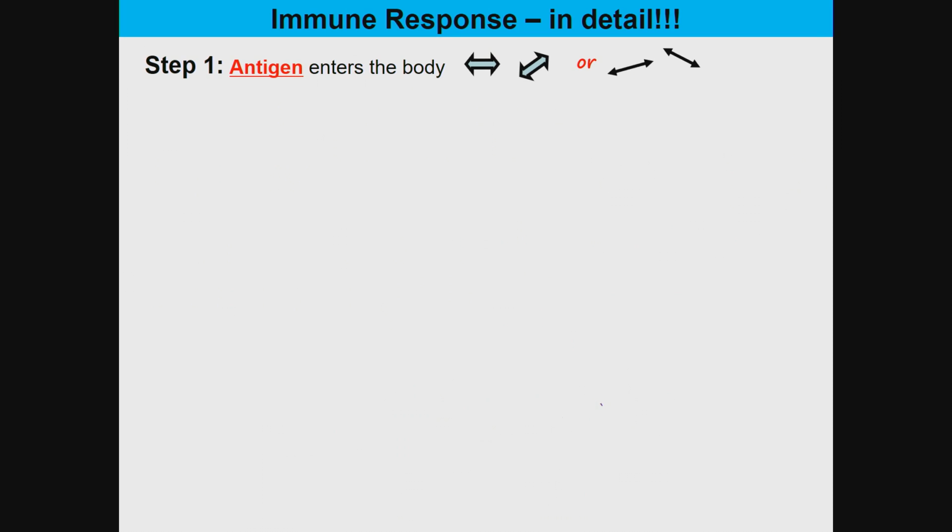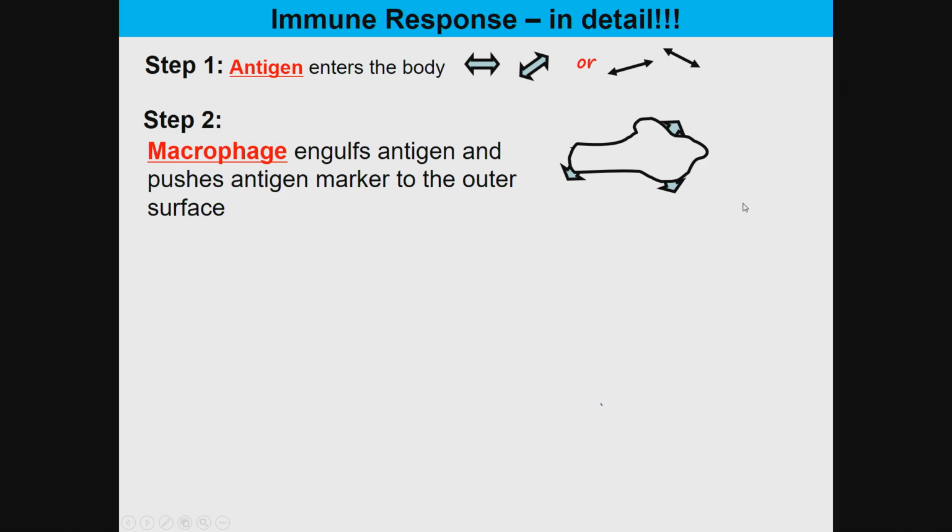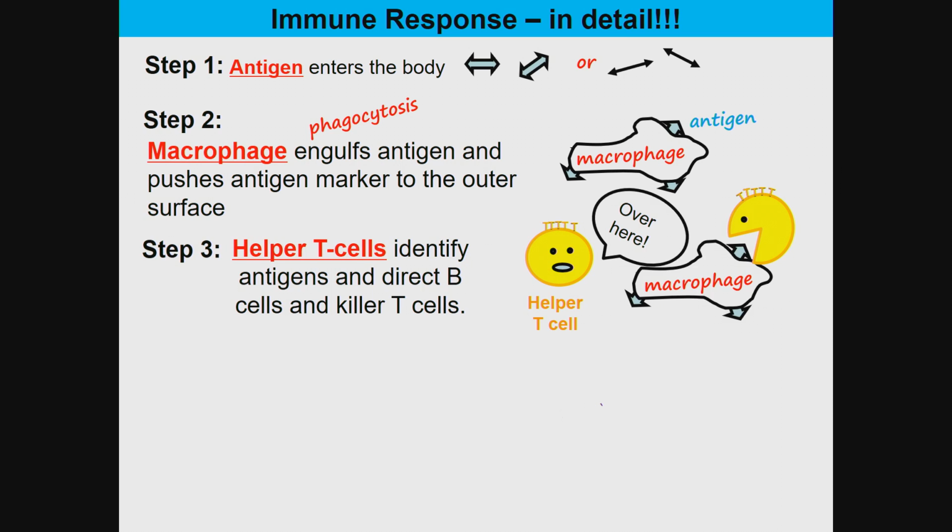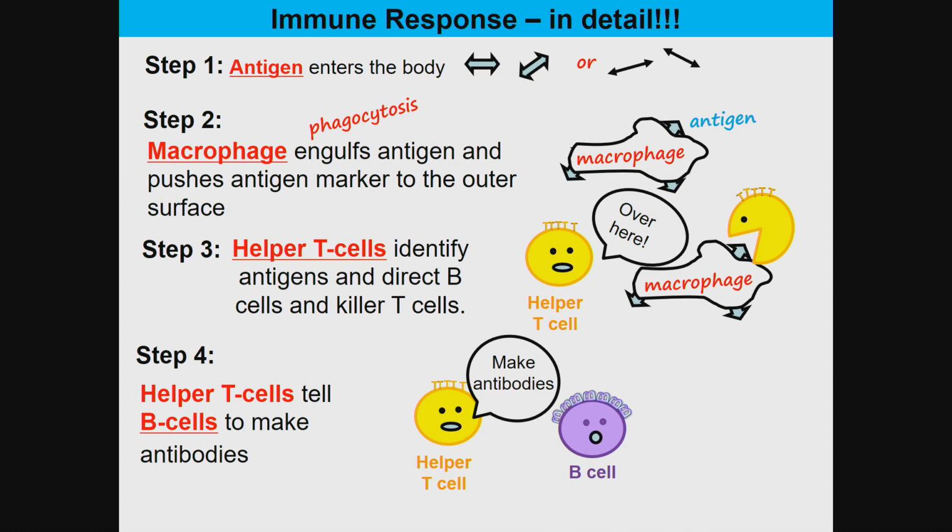Steps in the immune response. First, an antigen enters the body. So these are representing an antigen. Second, the macrophage engulfs the antigen by phagocytosis and pushes the antigen marker to its outer surface. Next, the helper T cells identify the antigen and direct B cells and killer T cells. Helper T cells tell B cells to make antibodies, which they do.